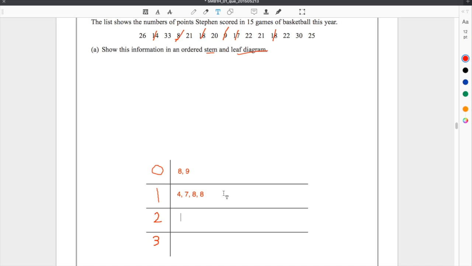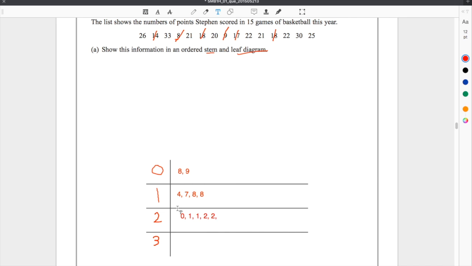Moving on to the 20s, 26 there, 21, 20, another 21, 22, and another 22. So being very careful that we don't write these numbers twice. We have a 0, we have 20. We have two 21s. We have two 22s.